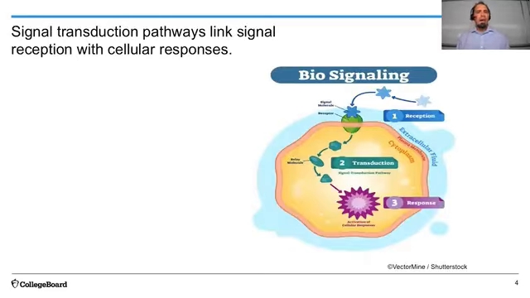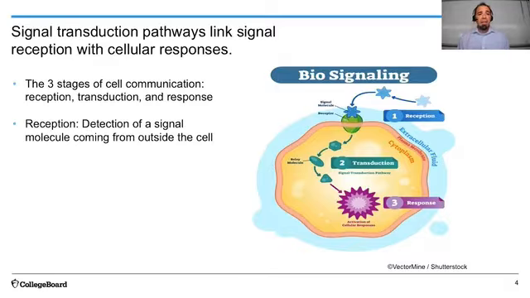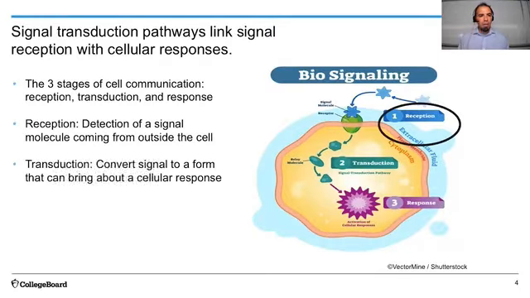So signal transduction pathways link signal reception with cell response. So I have an image here of biosignaling. As you can see, there's 3 steps. And the 3 steps of cell communication are reception, transduction, and response. So reception is detection of a signal molecule coming from outside the cell. And so if you look at reception there, you can see at number 1, there's a molecule attaching to a receptor.